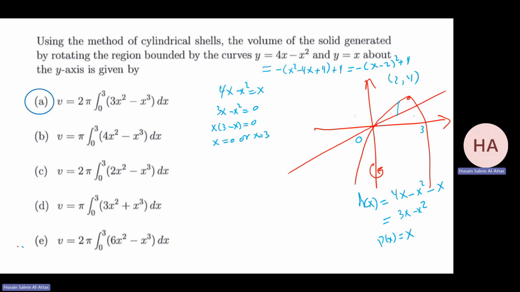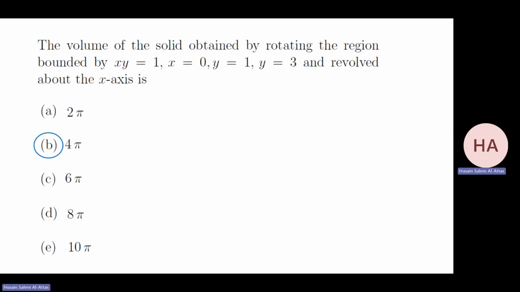So this is 3. So I have the volume 2 pi from 0 to 3 of this times this, which is 3x squared minus x cubed, which is this one. The one rotating the region.